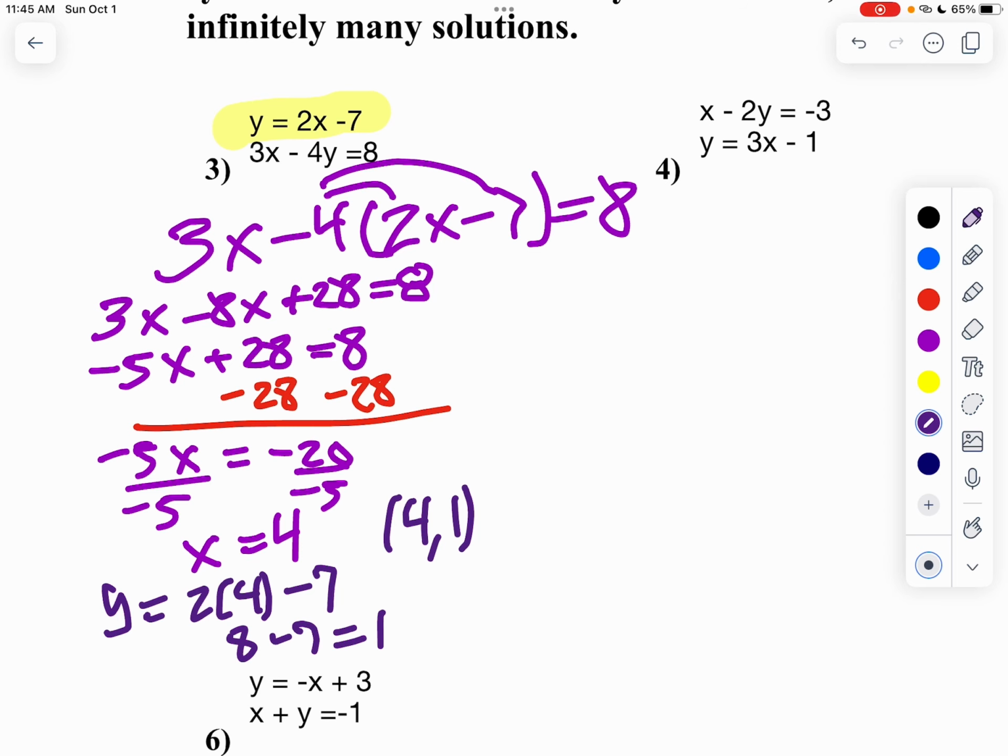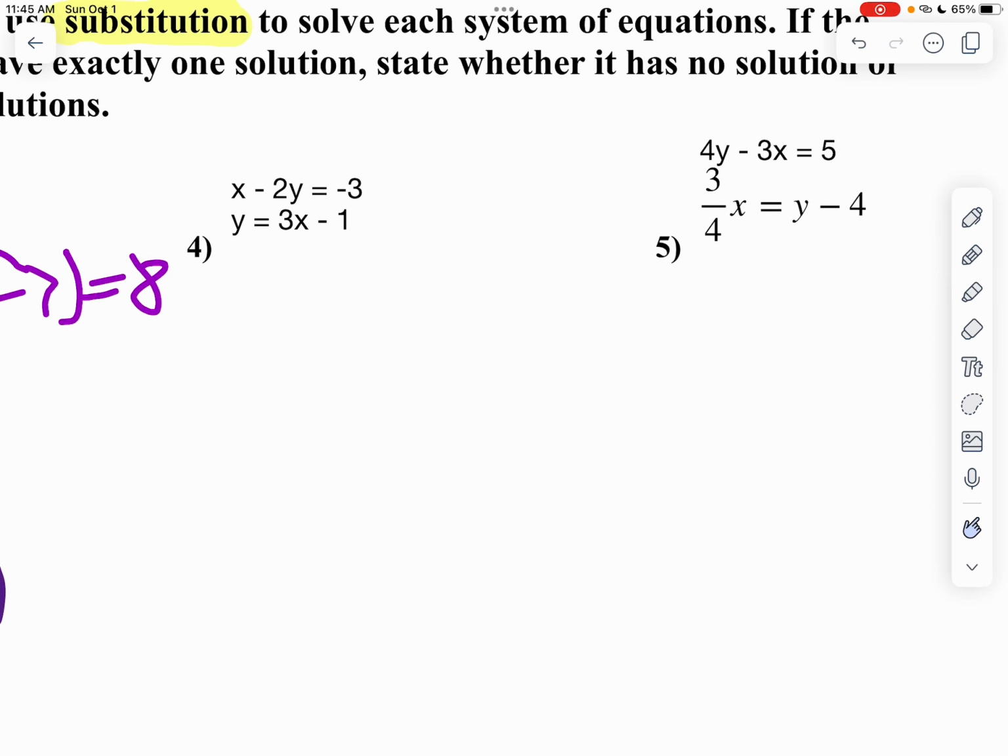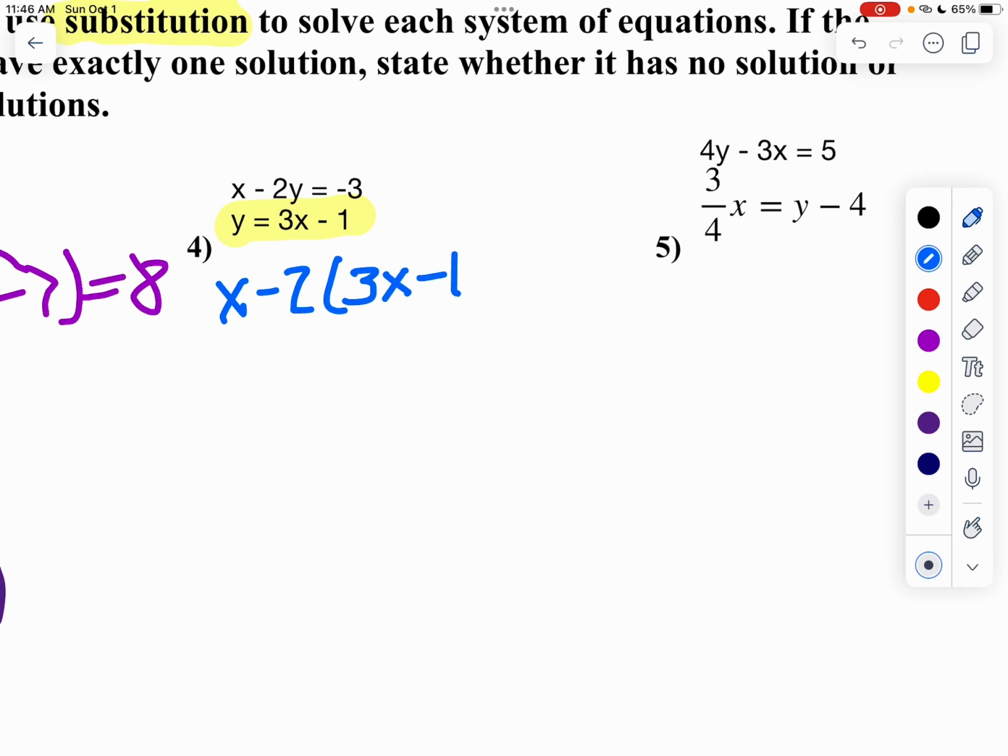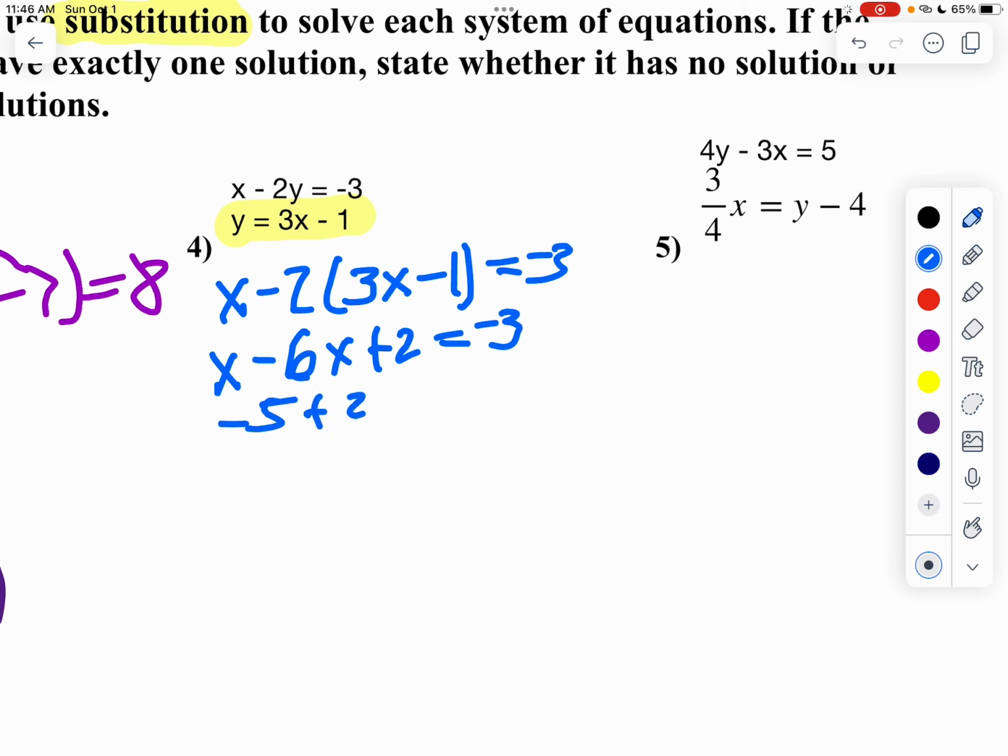Now let's take a look at number 4. In number 4, I'm going to just replace my second equation, which has y by itself, into my first equation. So then I'm going to go x minus 2, but instead of writing y, we're going to go 3x minus 1 equals negative 3. So we're going to go x minus 6x plus 2 equals negative 3. And then x minus 6x is negative 5x plus 2 equals negative 3. Forgot my x there.